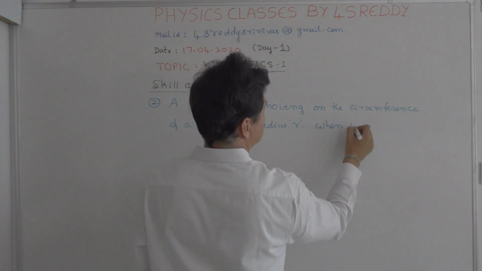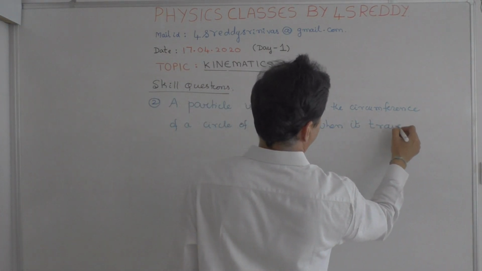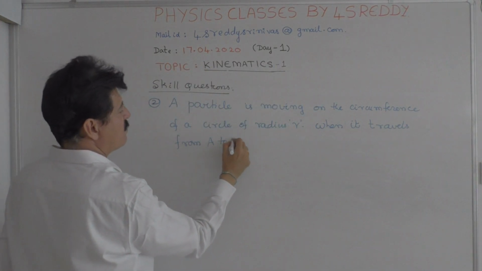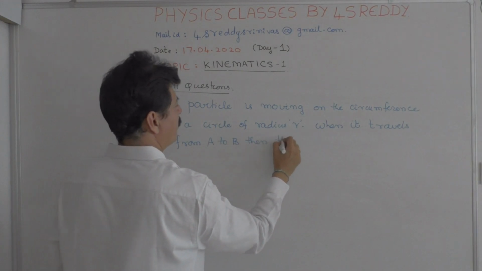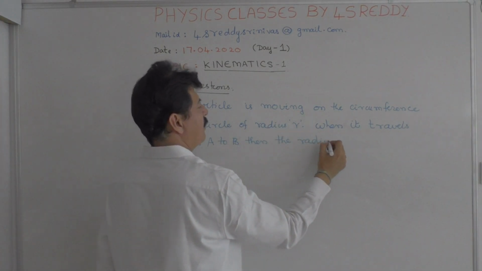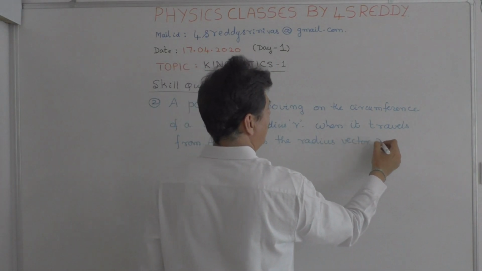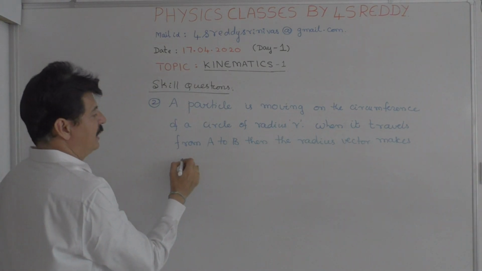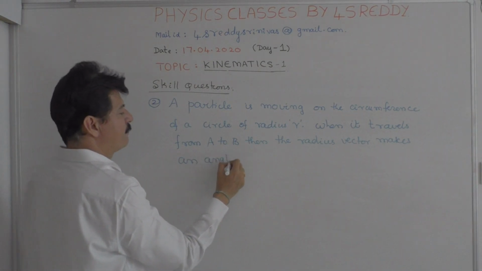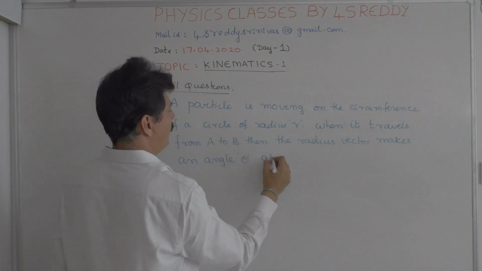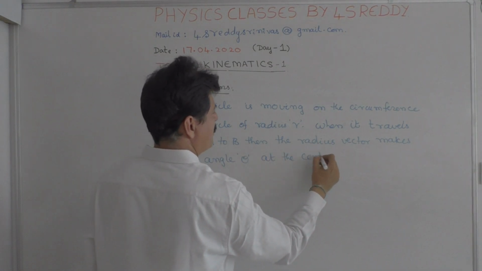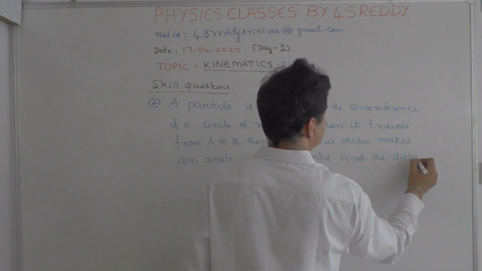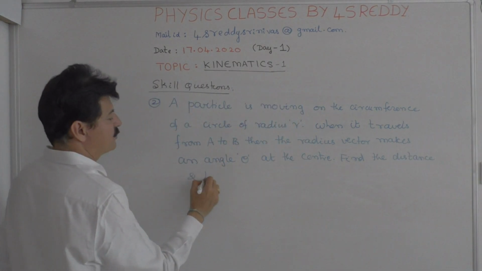When it travels from A to B, then the radius vector makes an angle theta at the center. Find the distance and the displacement.